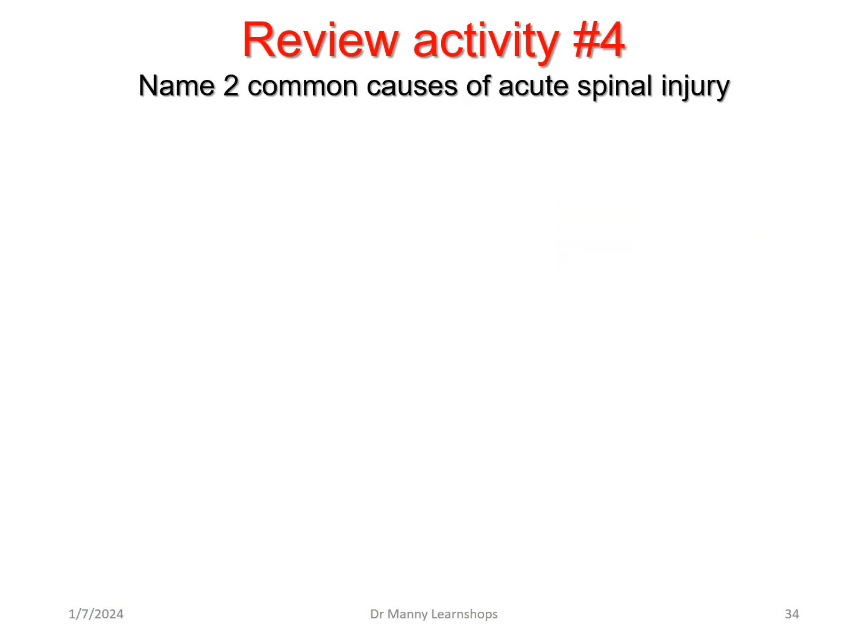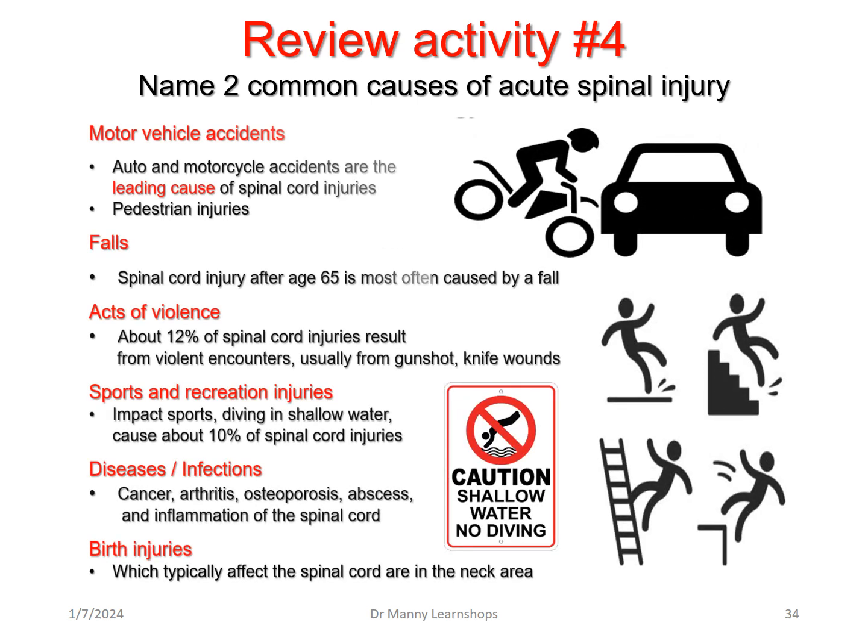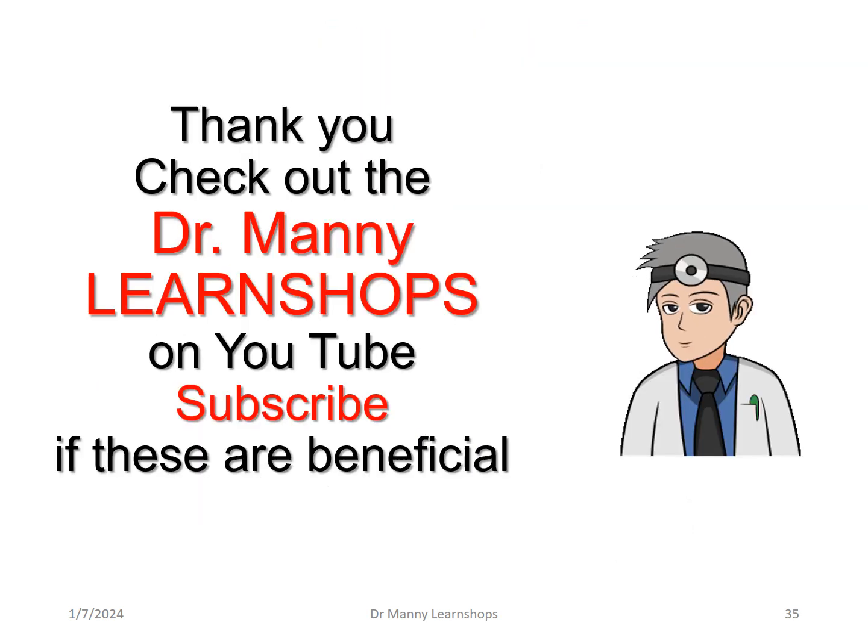Name 2 common causes of acute spinal injury. Well, motor vehicle accidents and falls. And they can also include acts of violence, sports and recreational injuries, diseases and infections, and also birth injuries of infants during the labour and delivery process. Or they can actually be a result of congenital anomalies.